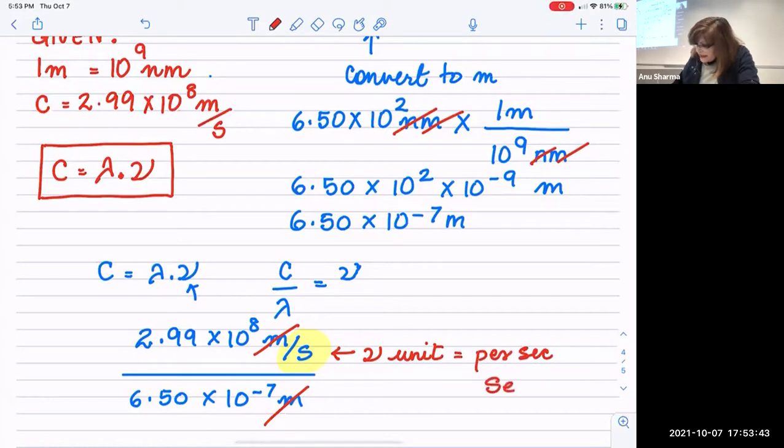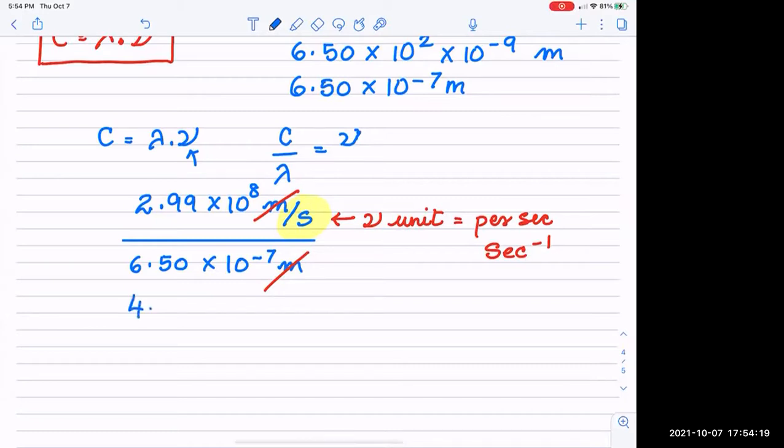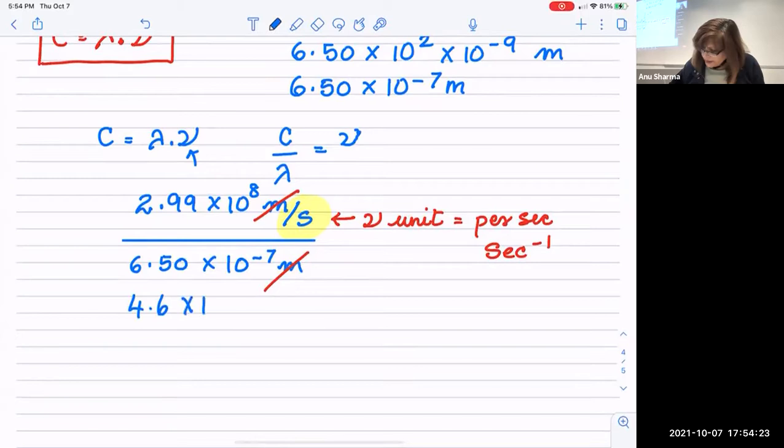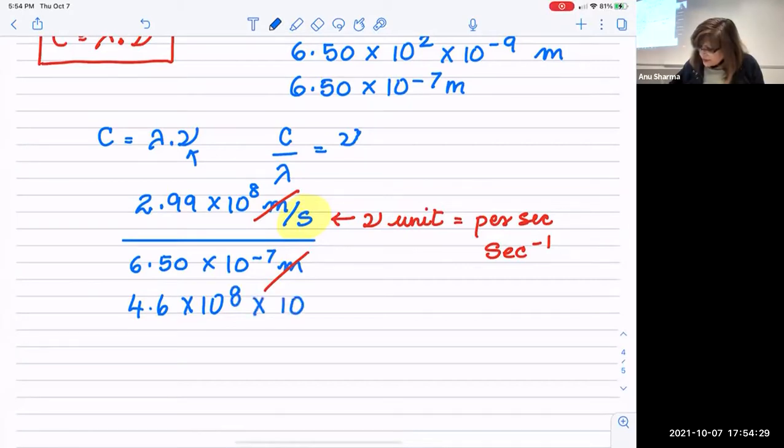Okay, and this can also be said as, like I said, seconds inverse. But anyways, you do the math. What do you get? 2.99 divided by 6.50, so this comes out to be... 2.99 divided by 6.50. Guys, do it. It's 4.6 times 10 to the power 14. Yeah, so this is basically 8 into 10 to the power 7.